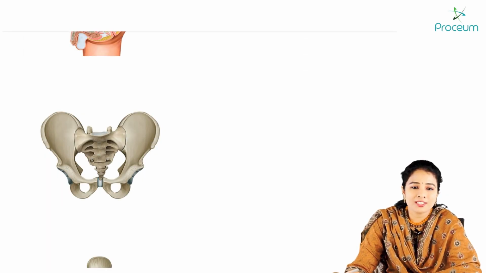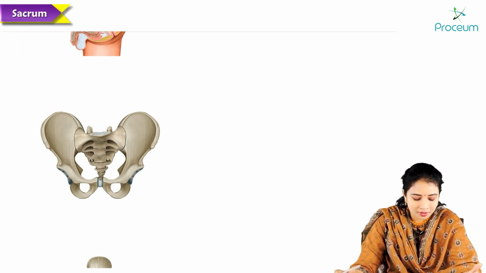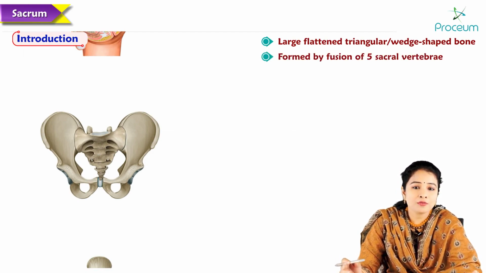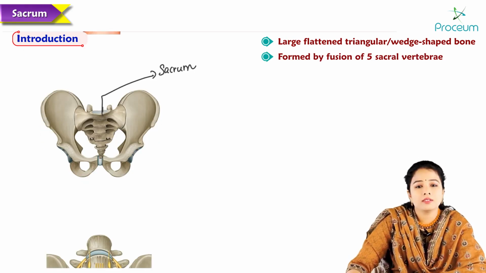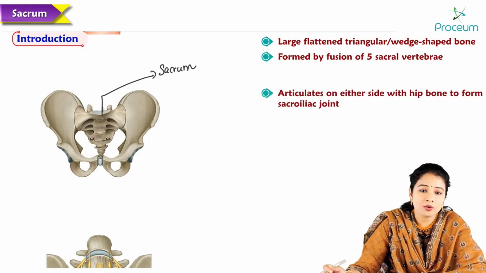So welcome to osteology classes. So today's topic is on sacrum. The sacrum here we can see it is a large flattened triangular wedge shaped bone formed by the fusion of 5 sacral vertebra. And sacrum articulates on either side with the hip bone to form the sacroiliac joint.